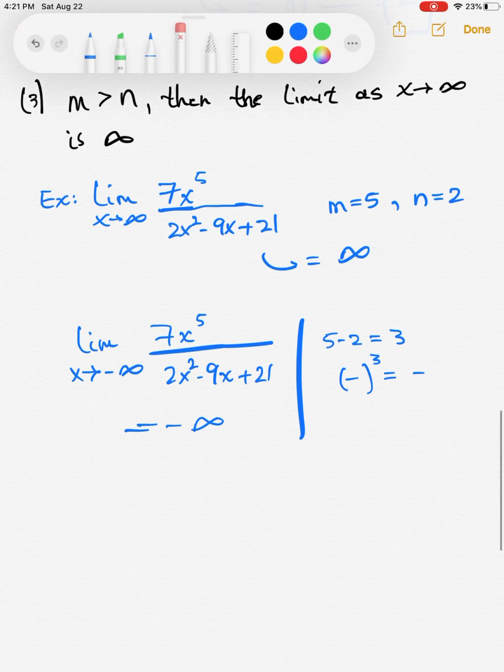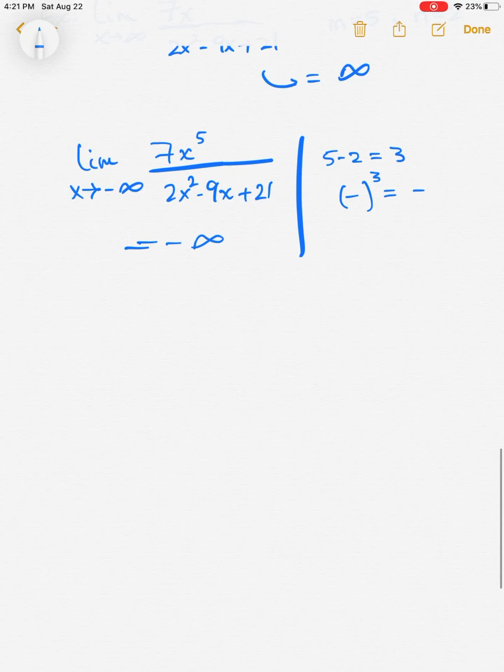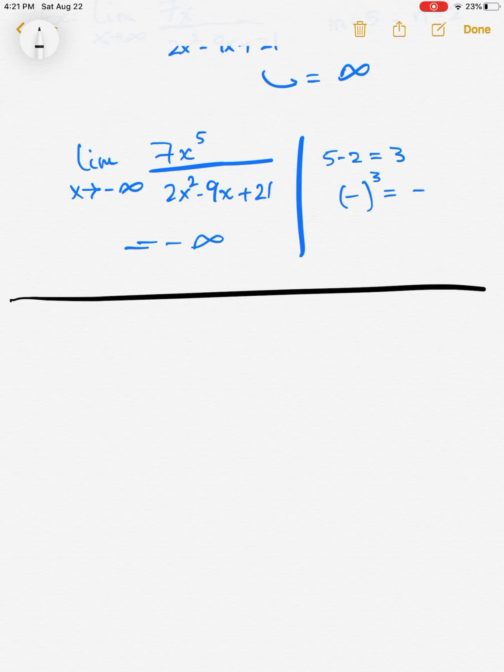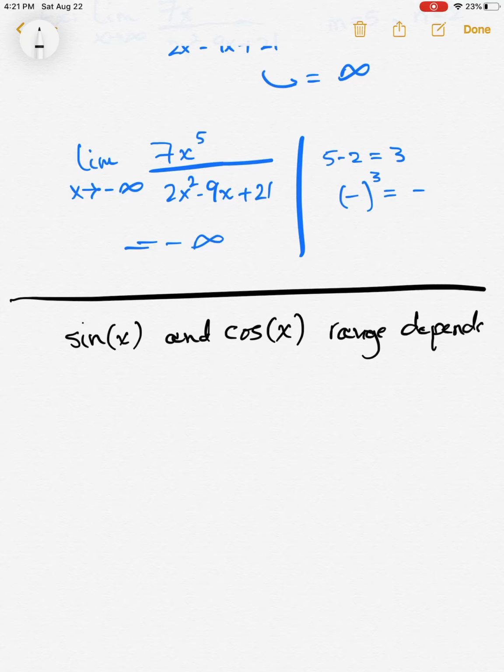All right. And my final thing for this video, before we get out of here, is we've got to make sure we know how to work with some of these trig functions. Just a little recalling: sine and cosine, the range of these functions depends on the amplitude.